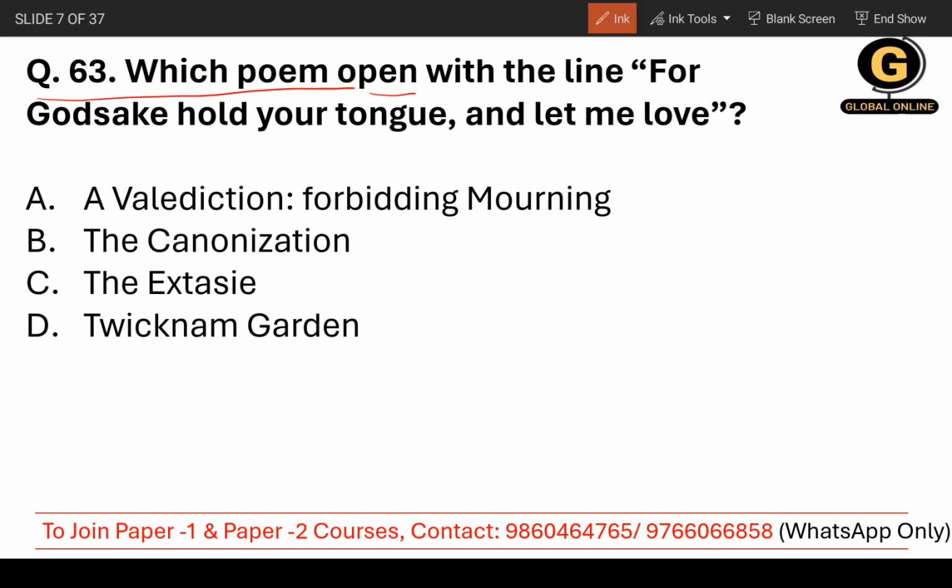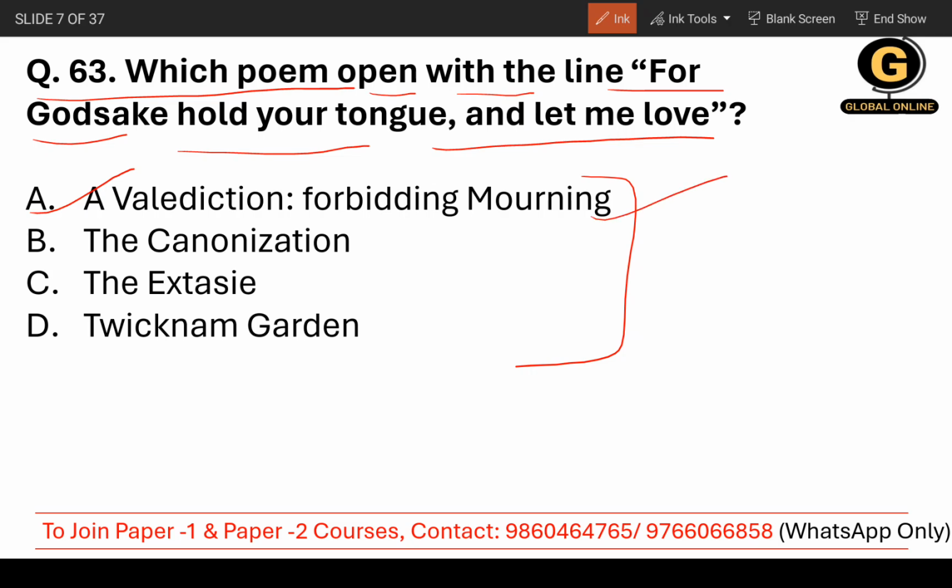Which poem opens with the line, "For God's sake, hold your tongue and let me laugh"? It's a very famous poem, and even in your graduation or master's syllabus, you must have read it. The options are A Valediction: Forbidding Mourning, The Canonization, The Ecstasy, and Twickenham Garden. The correct answer here is The Canonization.